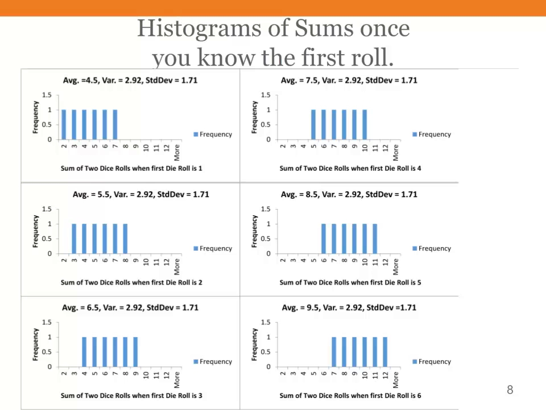And now I can look at all of the possibilities, if the first roll is a 1 or a 2 or a 3 or whatever, and I get a different average for my histogram based on what the first roll is, but the range is the same width, and the standard deviation is the same, and the variance is the same.